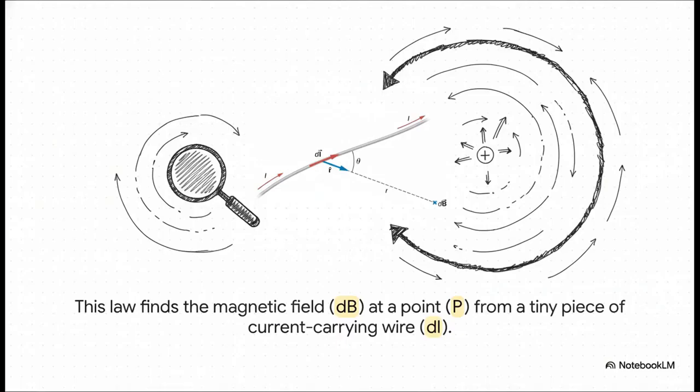Okay, so here's the really clever part about this law. Instead of trying to calculate the field from the entire wire all at once, which, trust me, is super complicated, Biot-Savart breaks the problem down into tiny, manageable pieces. It gives us a recipe to find the little bit of magnetic field, what we call dB, that comes from just one tiny infinitesimal segment of the wire, dl. And the whole idea is, if you can figure it out for one little piece, you can just do that for every single piece and then add them all up. It's like building with Legos to get the final shape.